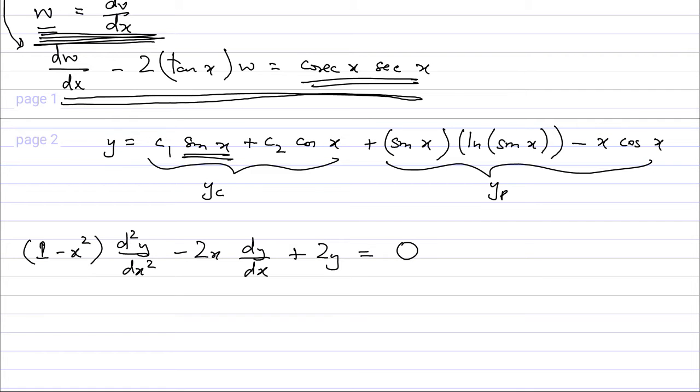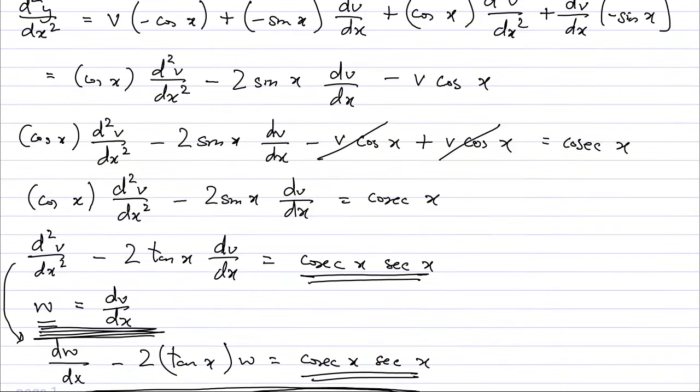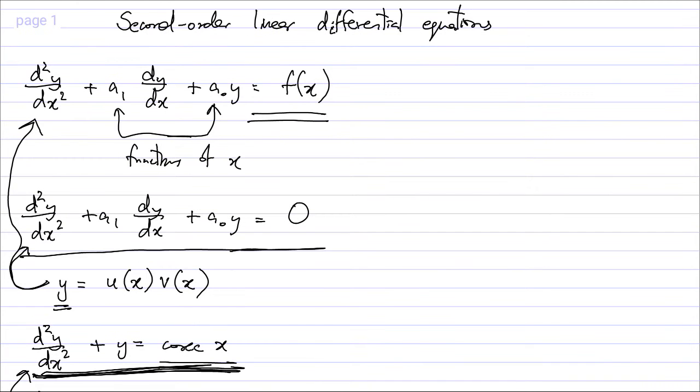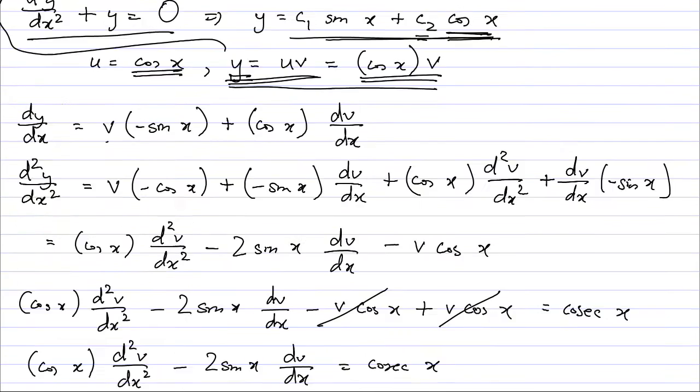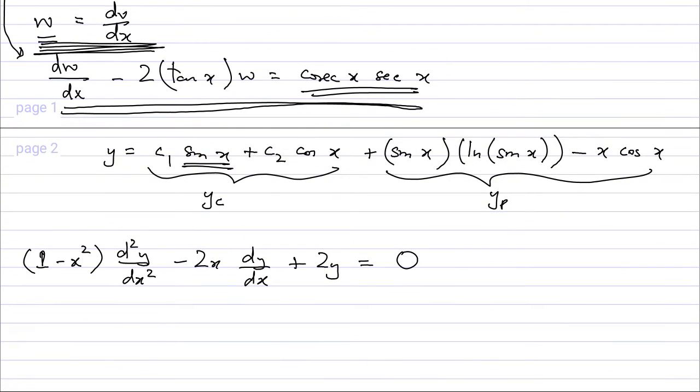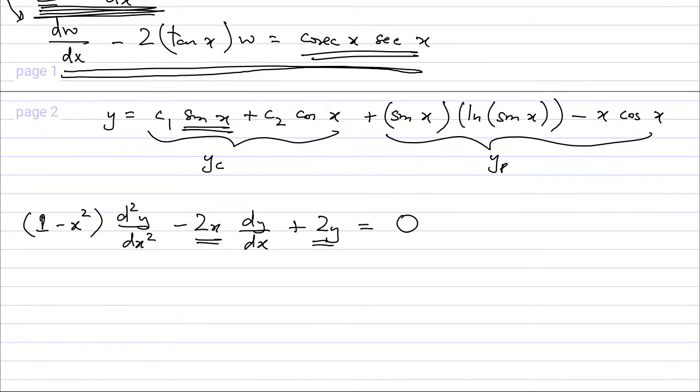You might be saying that this does not look like the form that I wrote down in the beginning. But all you need to do is divide both sides of this equation by 1 minus x squared. The right hand side is 0, so it remains 0, but then this coefficient becomes 2x over 1 minus x squared, and this one becomes 2 over 1 minus x squared.